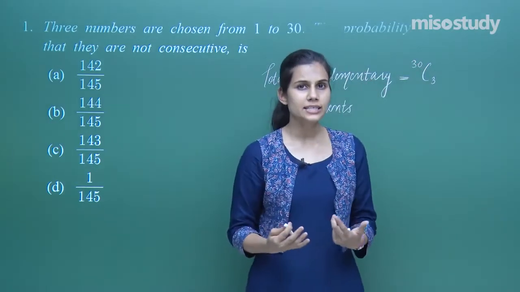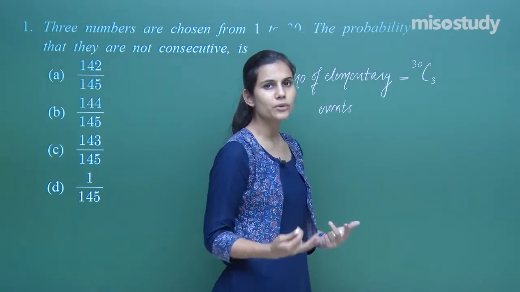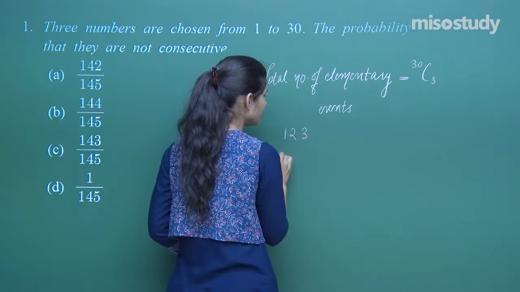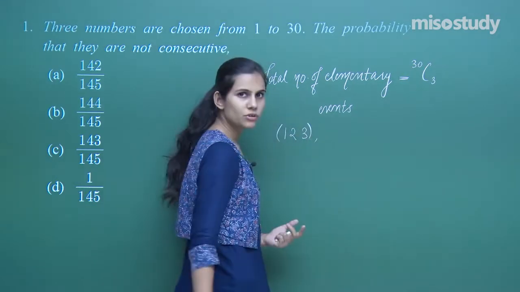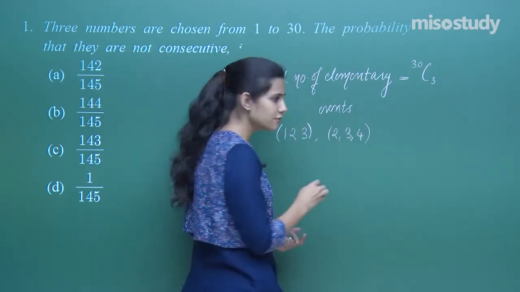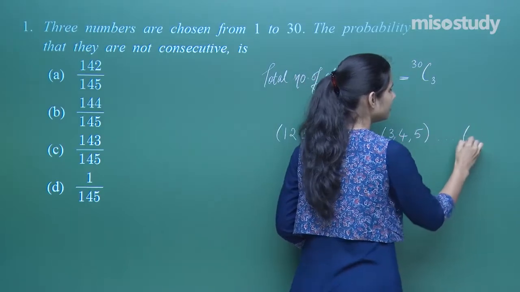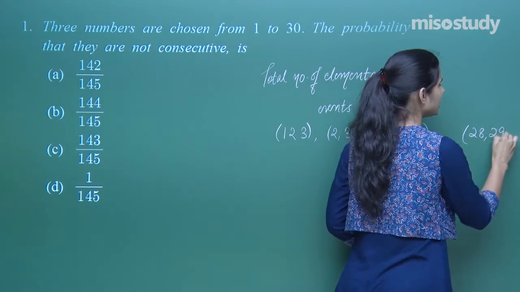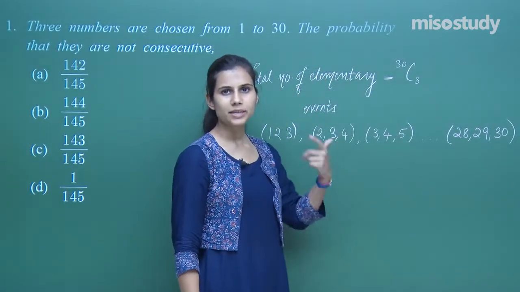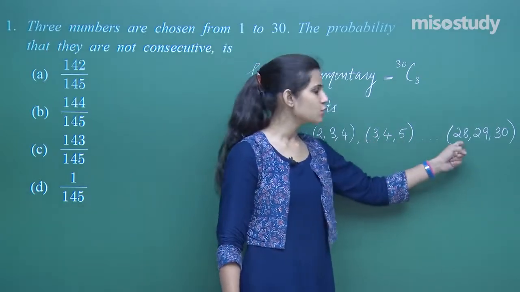So how can you basically start approaching it is, from 1 to 30, you are choosing 3 numbers. In how many ways can they come out to be consecutive? You can have 1, 2, 3, or 2, 3, 4 consecutive, 3, 4, 5, and in the end you can have 28, 29, 30. These are all the possibilities in which 3 numbers chosen can be consecutive. Nothing more than that. It can start with 1 or 2, 3 and so on till 28.